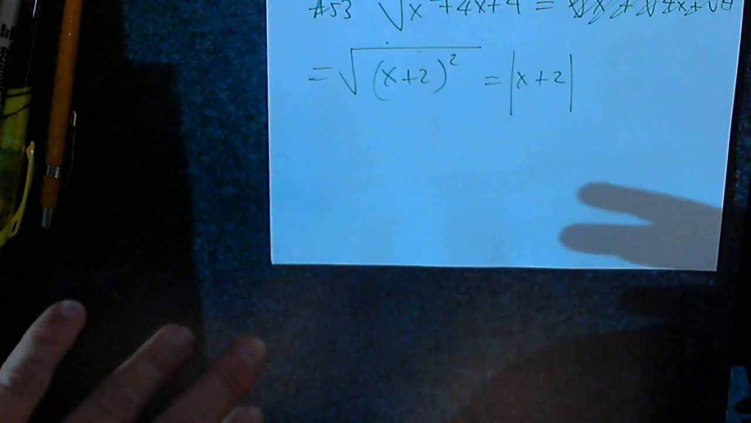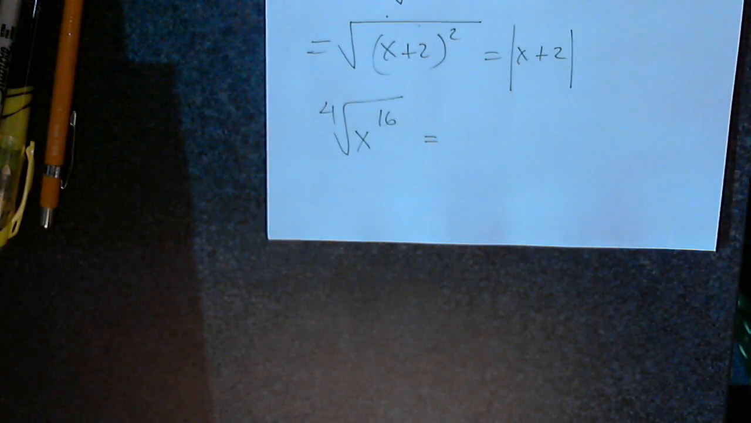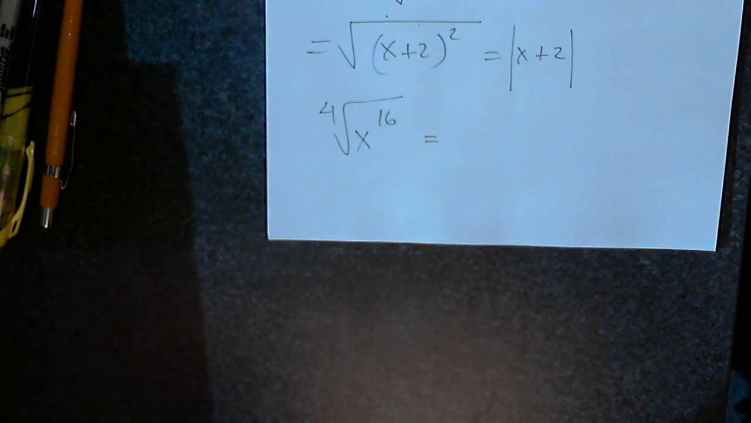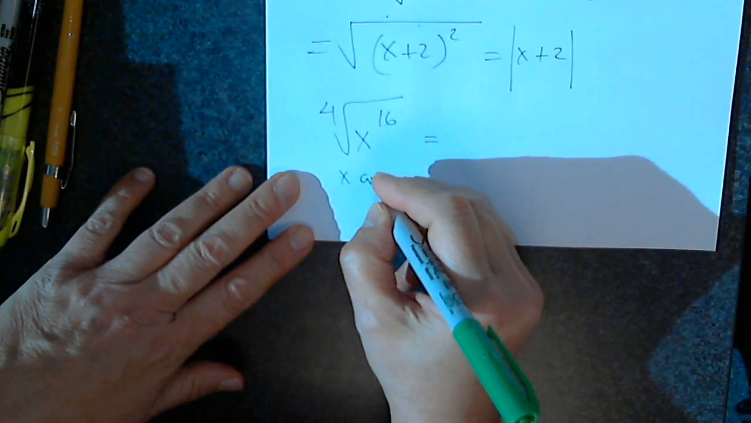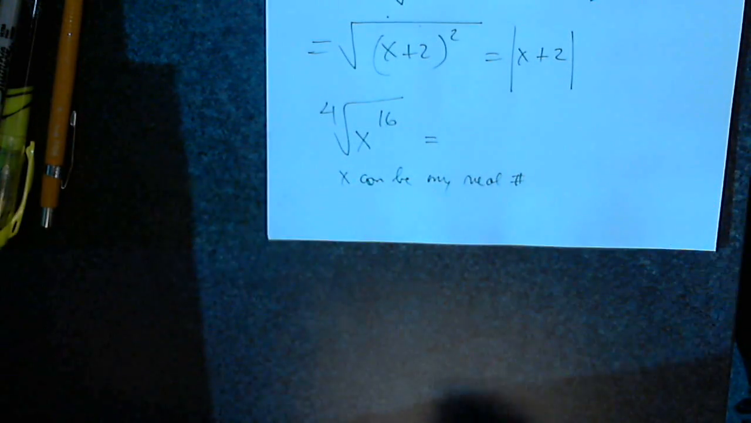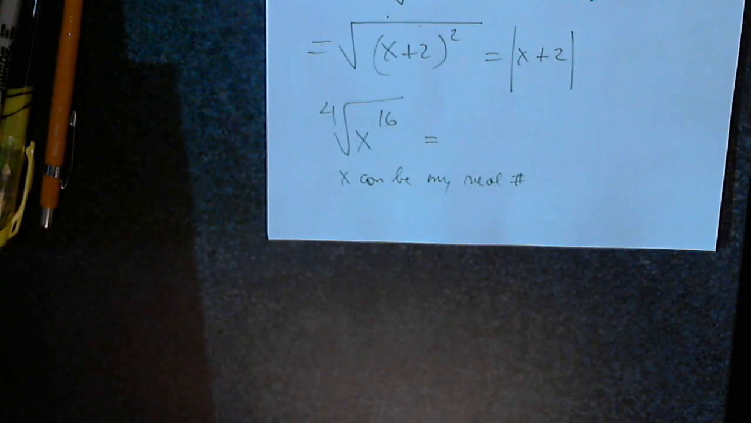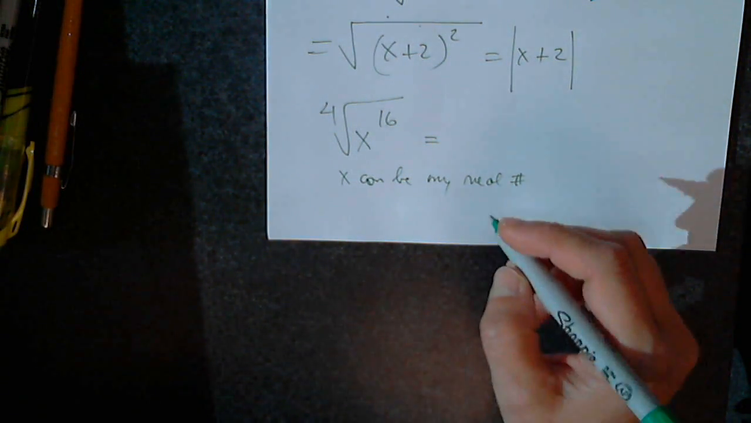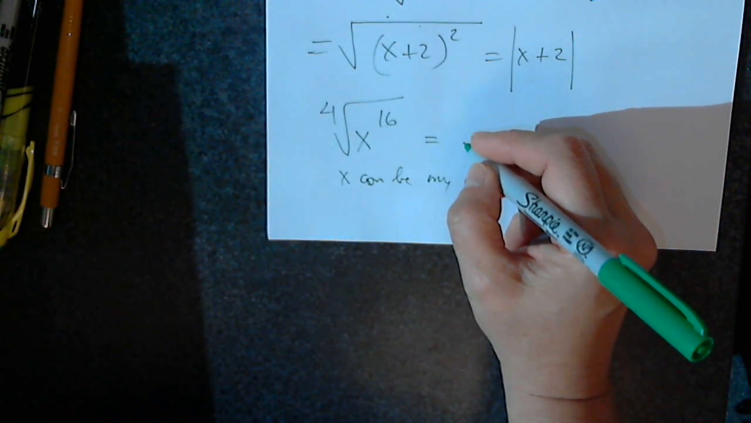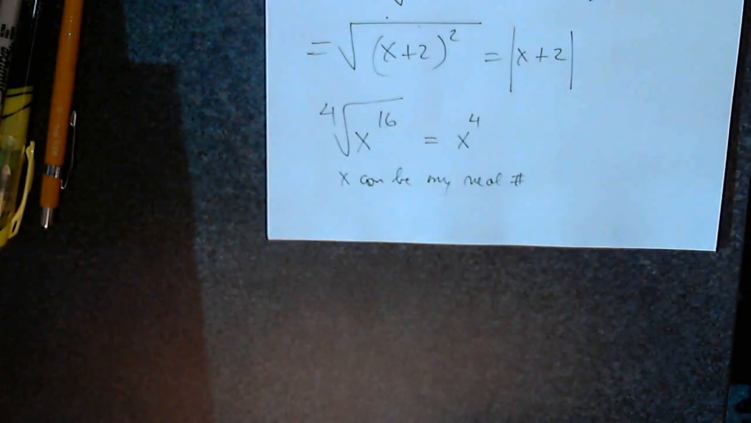Now I want to make one up. The fourth root of x to the 16th. And I'm telling you that x can be any real number. So what is the answer? x to the 4th? Perfect. Now I have to analyze this.